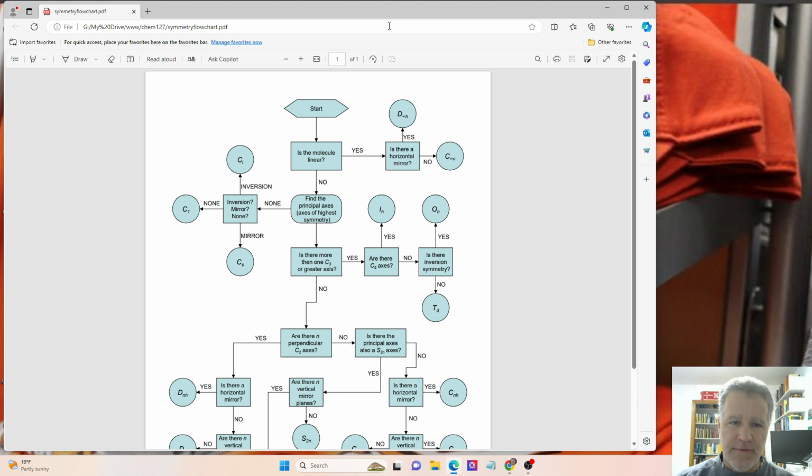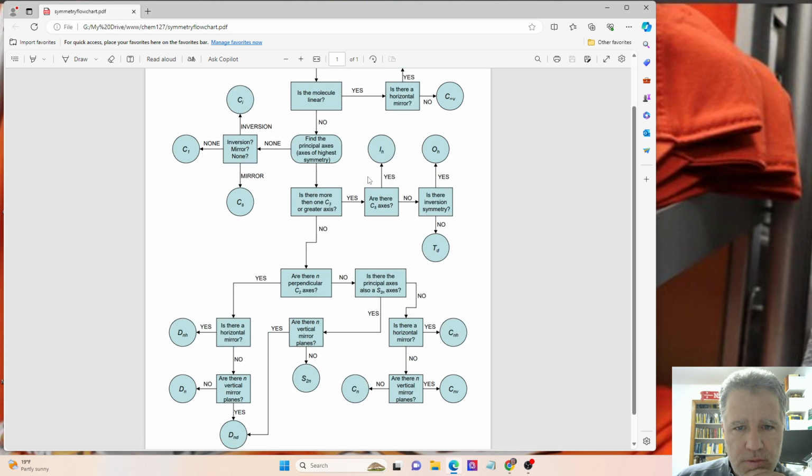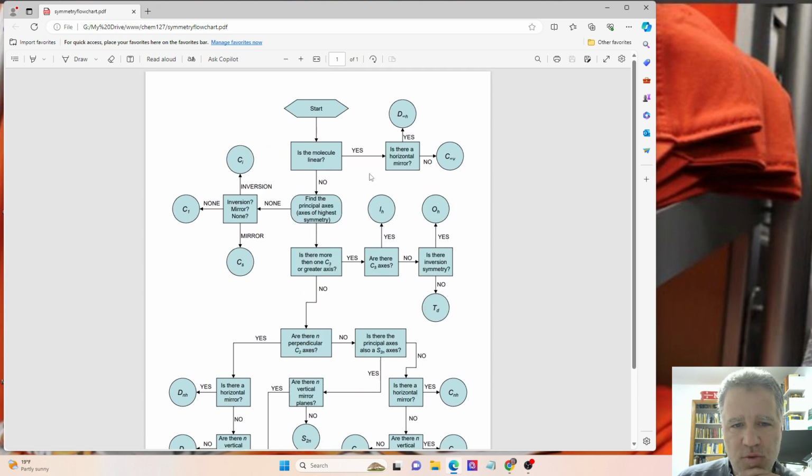and start with this flowchart. So this is that systematic way of assigning molecules to a point group. So we start at start, and then very simple question. And I've noticed students overthink this sometimes. This is just, is the molecule linear? That is, do all the atoms fall on a straight line? So oxygen, O2, or carbon dioxide would be linear molecules. Water, of course, is bent, so that would not be linear.